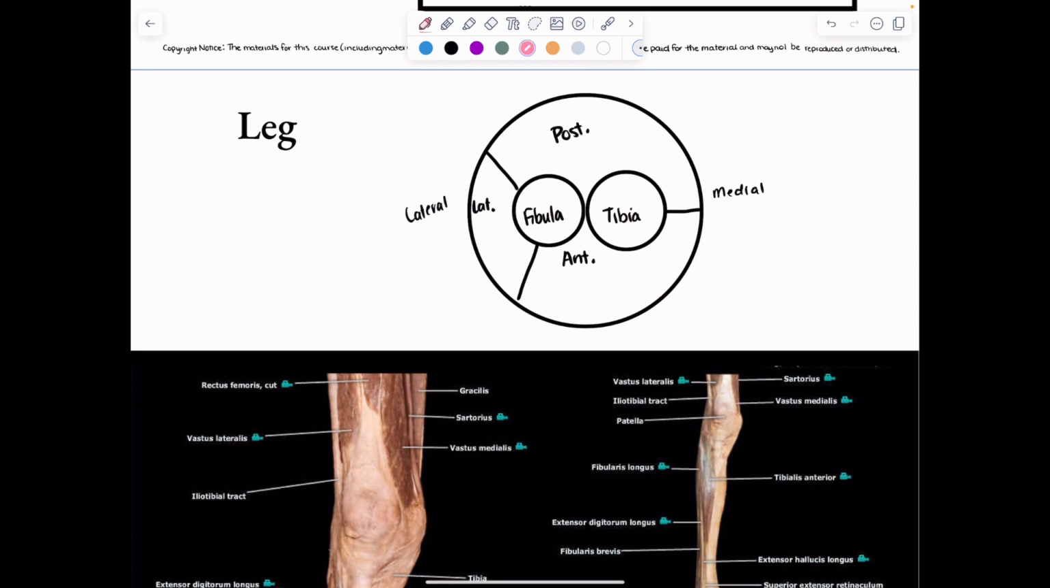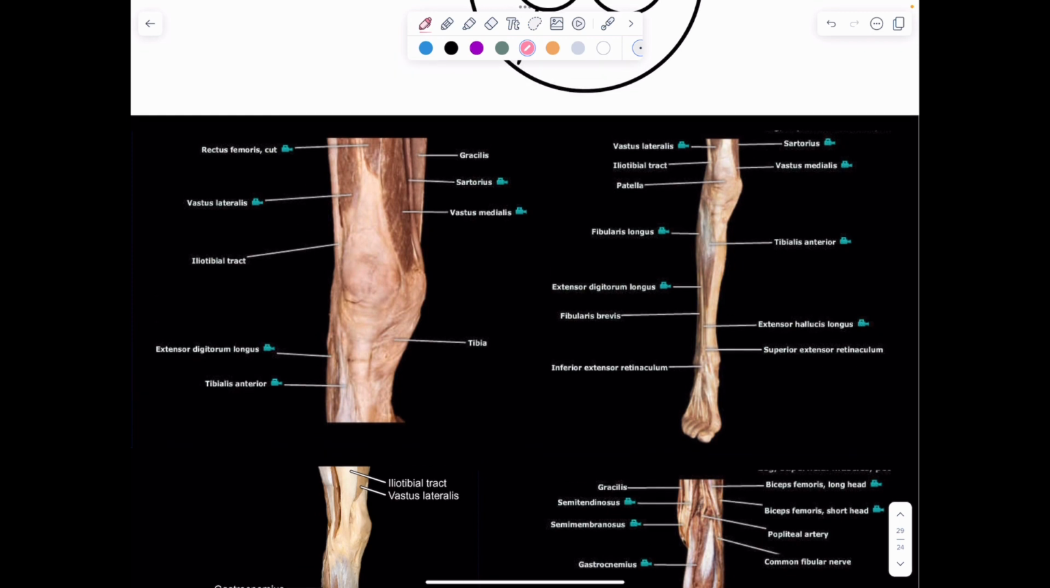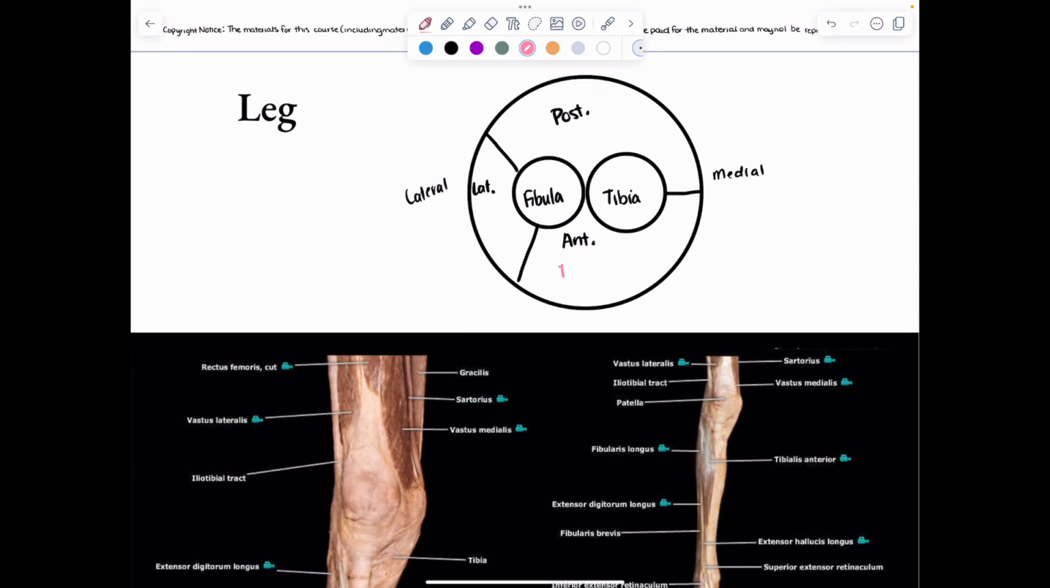The anterior compartment is going to be responsible for, so kind of where our tib anterior is and anything like that. That is going to work with our dorsiflexion. Dorsiflexion is where I bring the top of the foot towards my head or towards the front of my kneecap.